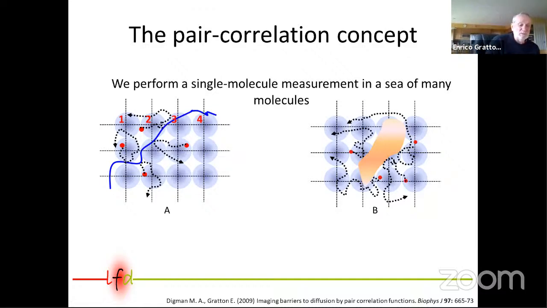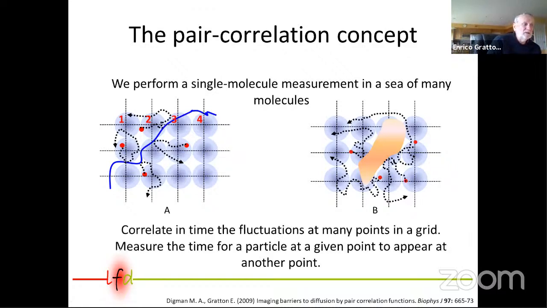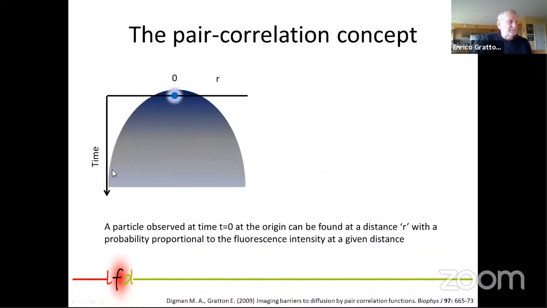And now let us be more analytic and see how we can do that. So now, if we can correlate in time, in a grid, all the fluctuations which occur at different spatial positions, eventually we can measure the time for a particle that was in one point to reach the other, but not, for example, to pass through this barrier. And here, what we will have is a longer path, so it will take a longer time to appear on the other side. So let us see if we can make things more analytical.